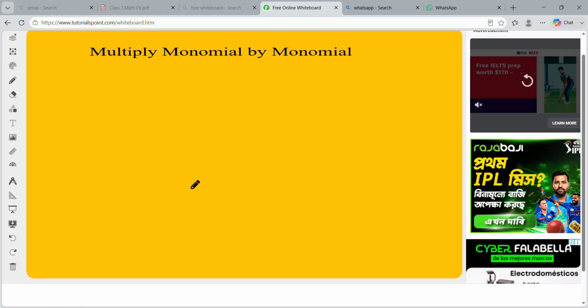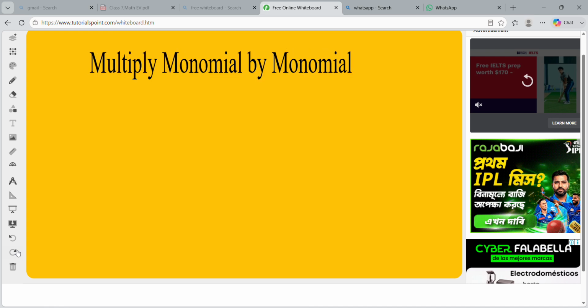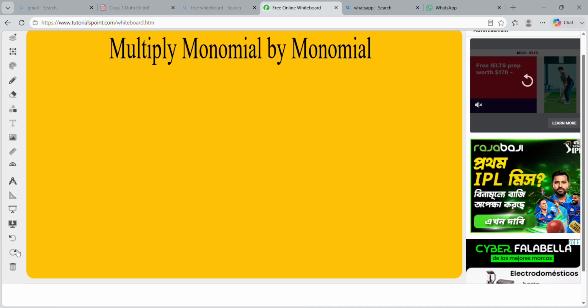Hello guys, here you see the monomial equation. So today I am going to show you how to multiply monomial by monomial. So first I will show you what a monomial equation is. A monomial equation is one term.